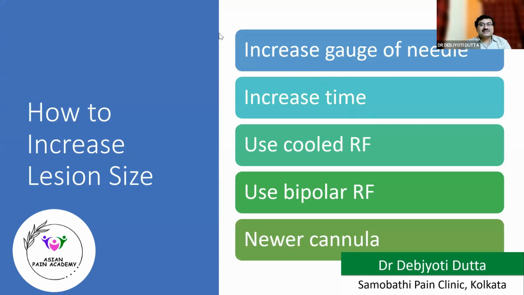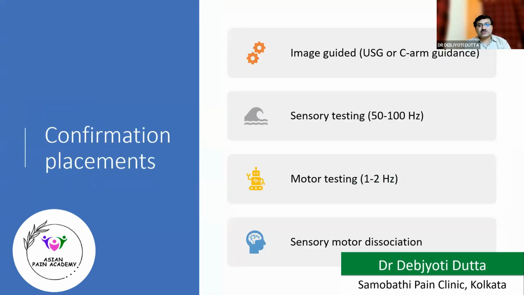So how can we increase the lesion size? First of all, increasing the gauge of the needle, increasing the time up to a certain level, using cooled radiofrequency, using bipolar radiofrequency, and using the newer cannulas, as I have shown, the trident cannula. So these can actually increase the lesion size.